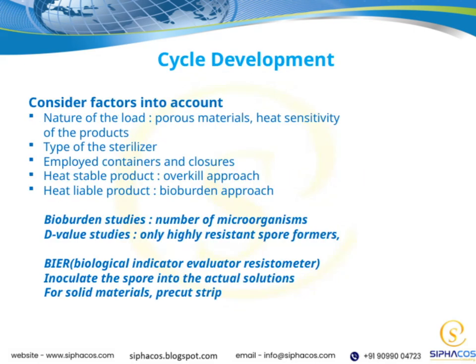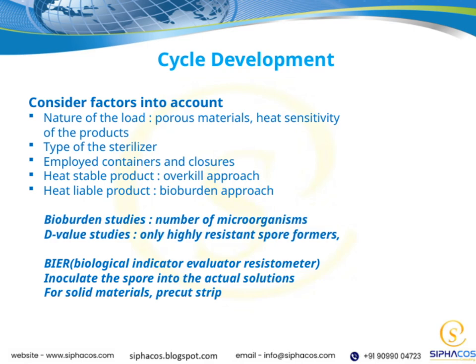When we're taking factors into account for sterilization, the first thing to look at is the nature of the load. This includes whether we're working with porous materials or heat-sensitive products. For example, delicate biologicals or pharmaceuticals that can't withstand high temperatures require a different approach compared to more heat-stable items. Next, we need to think about the type of sterilizer we're using. Different sterilizers have different capabilities and limitations, so selecting the right one is crucial. Additionally, the employed containers and closures play a significant role because they can influence heat distribution and penetration.